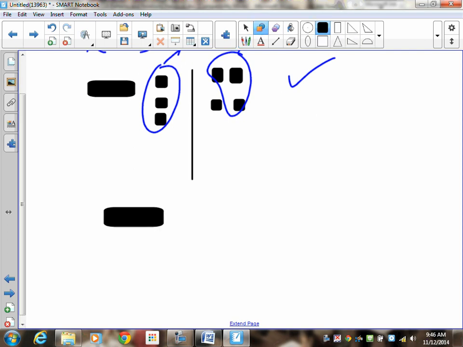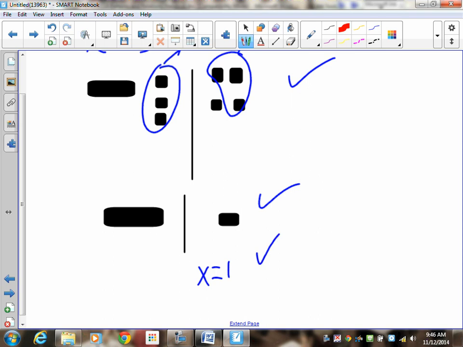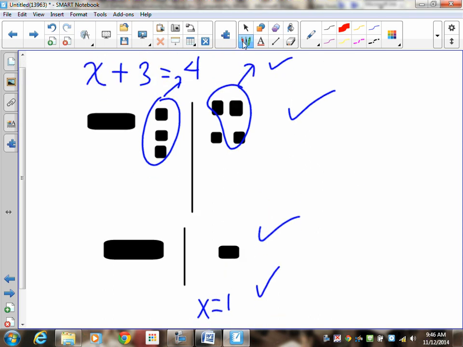Here's X, and 1, and of course you have your equal sign between it. So redrawing it, check, and tell me that X is equal to 1, check. And you'll see that I've got 4 marks here.